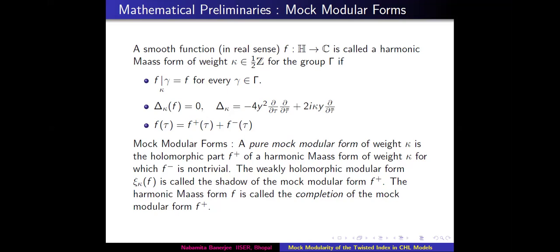So the harmonic mass form F is the completion of the mock modular form F plus. One should be able to uniquely determine what is F minus and find F plus, and then it is guaranteed that the sum of it would be a harmonic mass form. I'm sorry, I'm not a mathematician, so I'm probably not making the statements as they should be, but these are theorems and have been proved. Is it the case that when F minus is trivial, my mock modular form will be modular? Modular, yes.